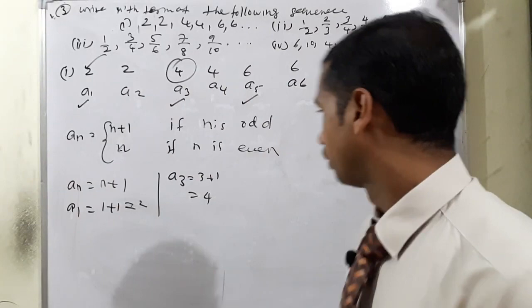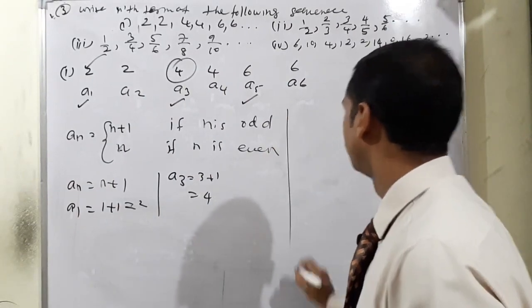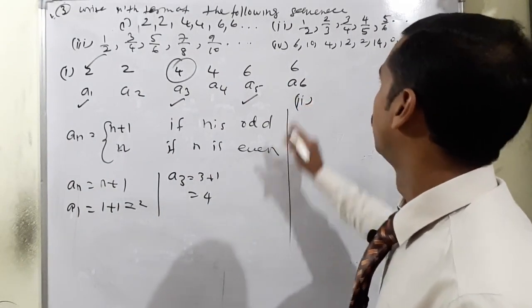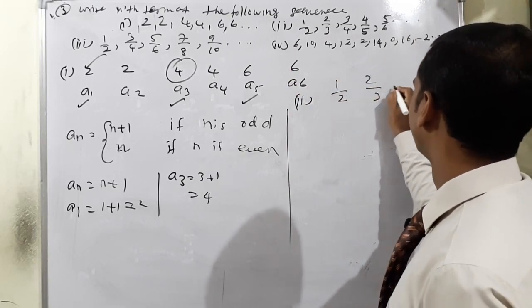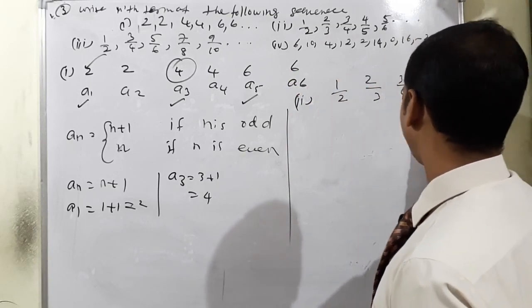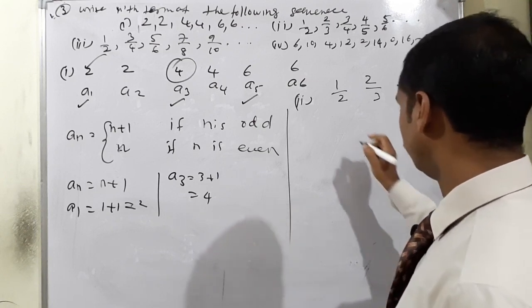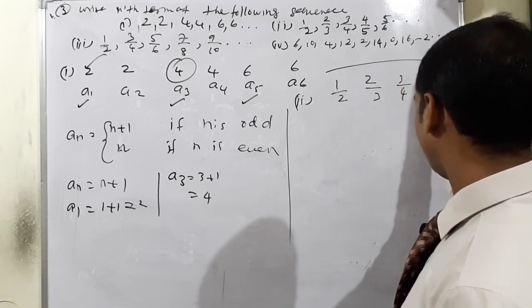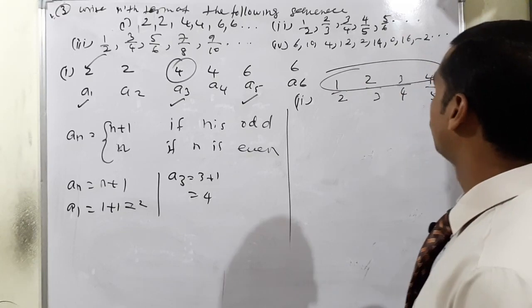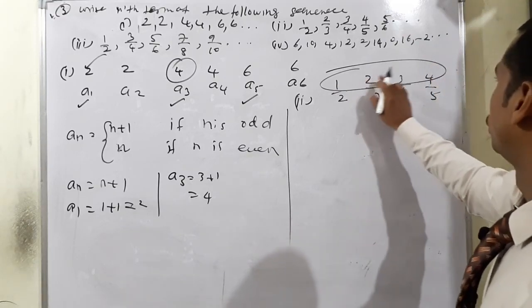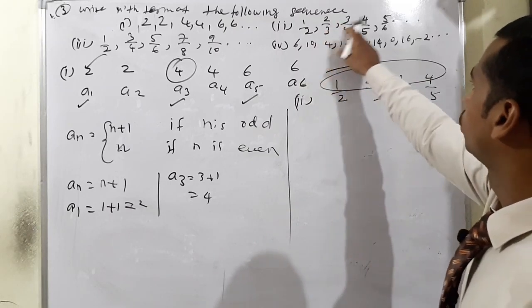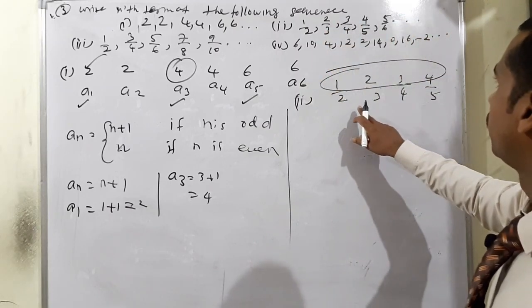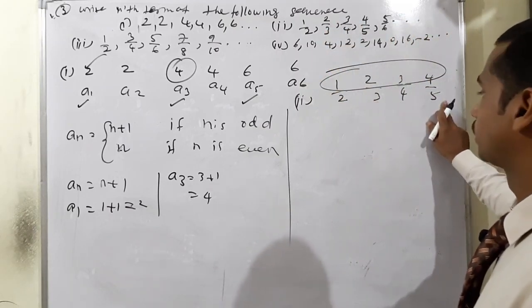Which I will write it here. Subdivision 2. The terms are 1 by 2, then 2 by 3, 3 by 4, then 4 by 5. Look at there, the denominators: 2, 3, 4, 5, it's moving on like that, isn't it? And the numerators are 1, 2, 3, 4, 5 like that.